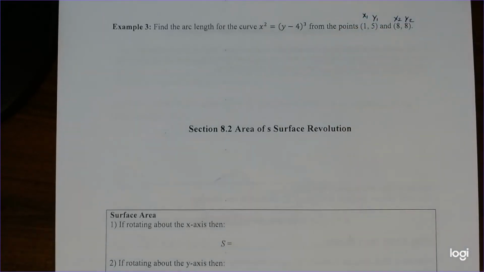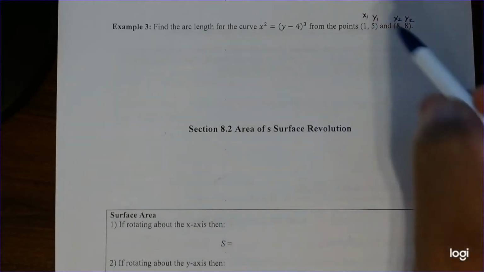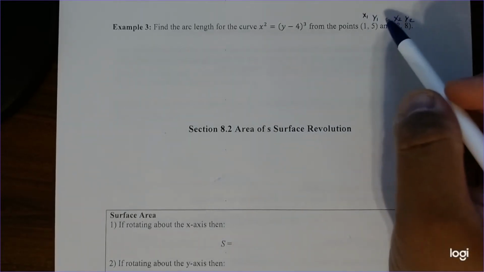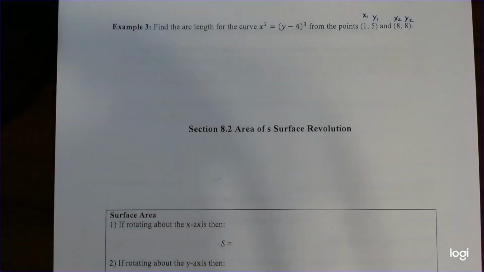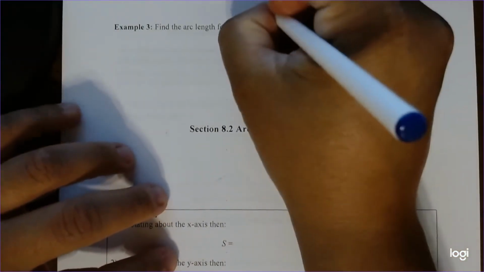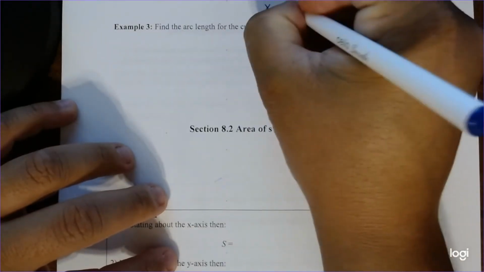So remember, this is x1, y1, x2, y2, right? So we can integrate with respect to x, and we go from 1 to 8, or with respect to y, we can go from 5 to 8. It really doesn't matter at this point. You will get the same answer. So again, since we already have x squared equals it, I'm just going to solve for x. So if I just take the square root of both sides, we now get this.